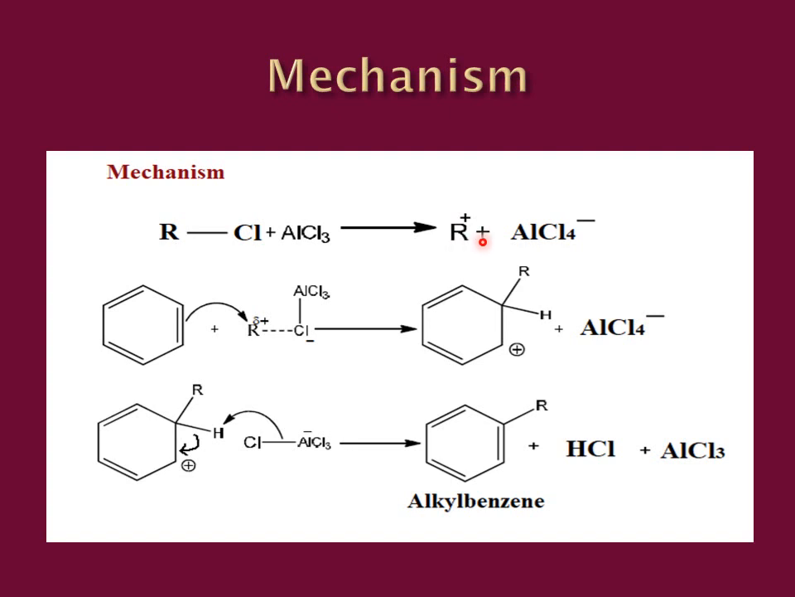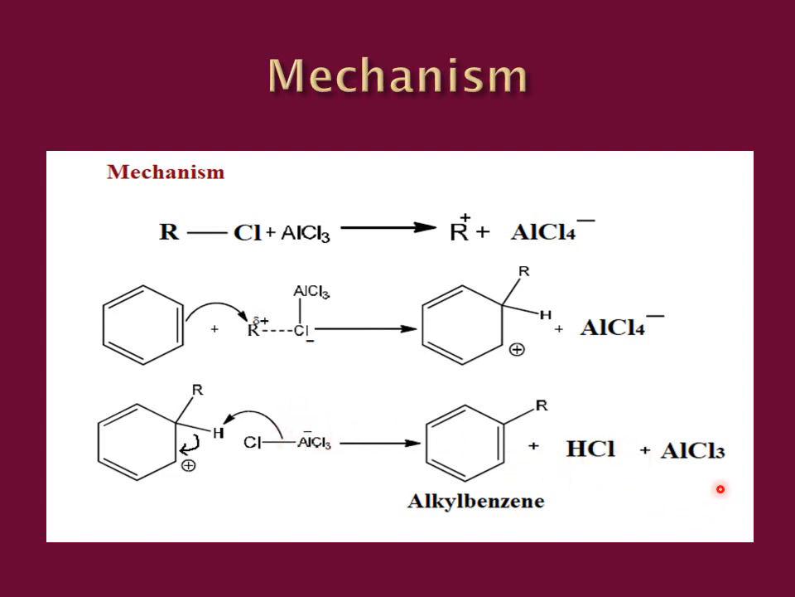Now since R positive is a strong electrophile, benzene is going to attack on this R group and a bond is going to form between this alkyl group and benzene, and the other carbon will get a positive charge. Now just as in the other mechanisms that we have studied, this AlCl4 negative is going to abstract this proton, shifting the bond between carbon and hydrogen in the ring, restoring its aromatic character and giving you alkyl benzene. This H and Cl is going to make a bond giving HCl, and AlCl3, a neutral molecule, is going to be liberated. Since it is a catalyst, it is regenerated after the reaction.